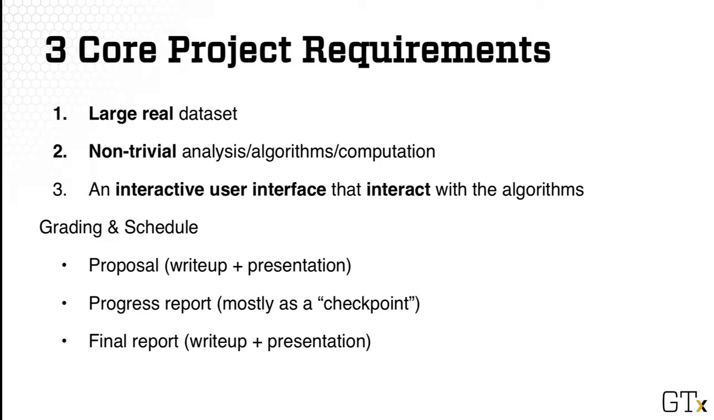For the grading schedule of the project, there are three main deliverables: project proposal, progress report, and final report. For the proposal, there is a document and a brief presentation. The progress report is mainly a checkpoint, meaning we want to make sure everything is running smoothly so that you don't need to rush at the end. And the final report will include a project write-up, documentation, and also a presentation.